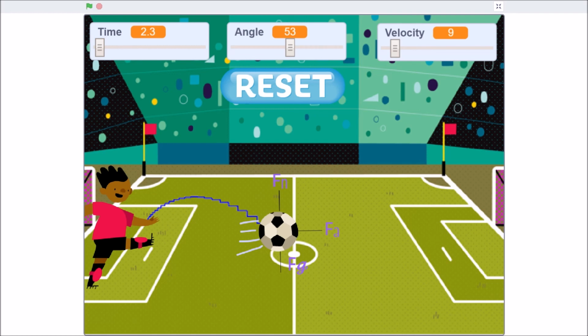So this was just a quick tutorial on how to use the simulation and what would happen if you change the variables or factors of the projectile motion.